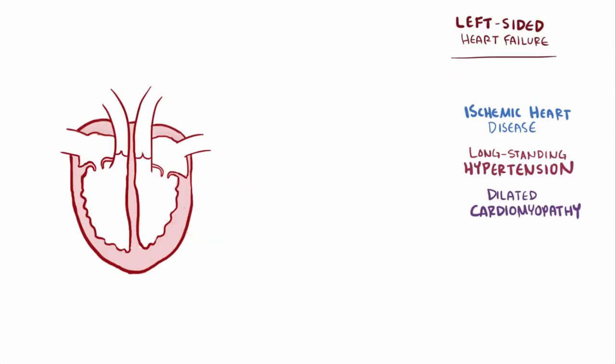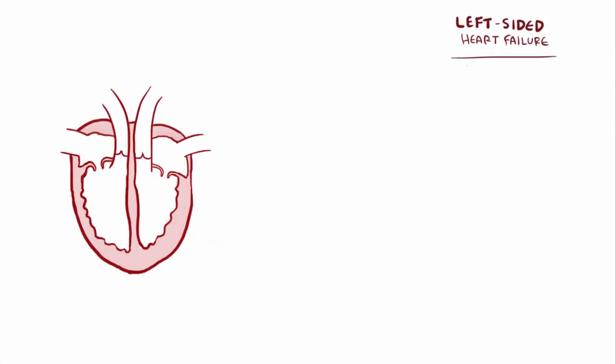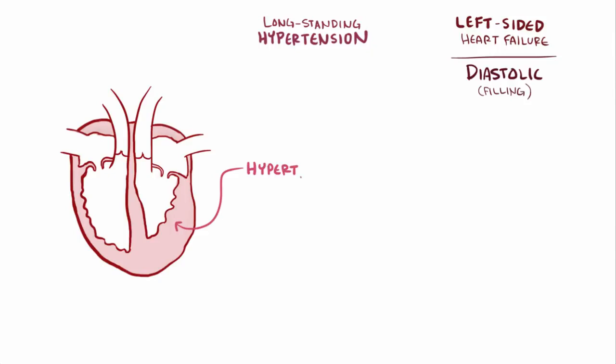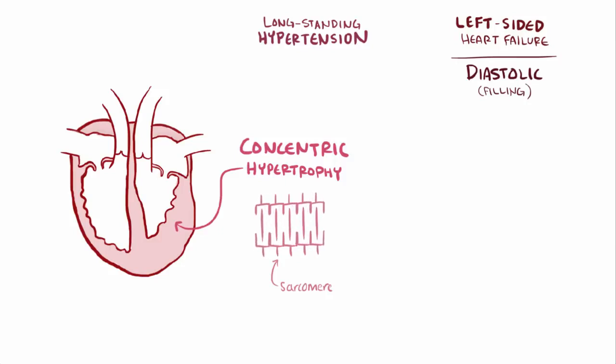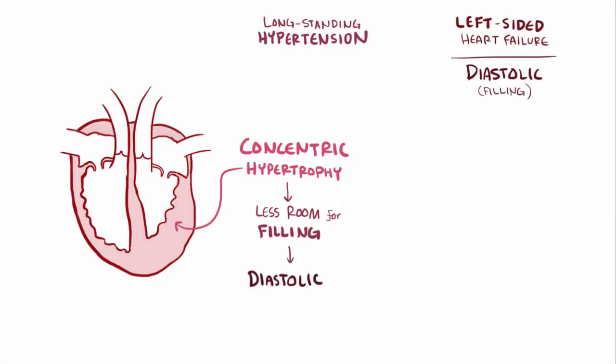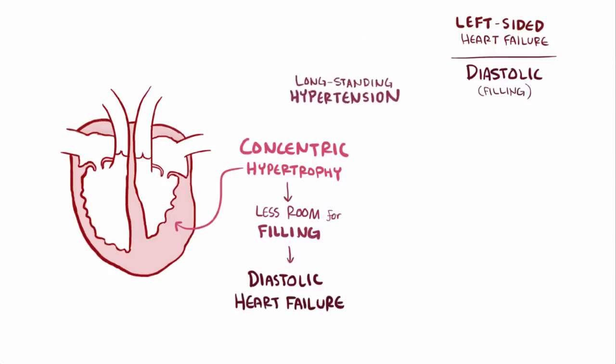Alright, even though systolic failure is most common in left-sided heart failure, diastolic heart failure or filling dysfunction can also happen. In hypertension, remember how the left ventricle hypertrophied? Well, that hypertrophy is concentric, which means that the new sarcomeres are generated in parallel with existing ones. This means that as the heart muscle wall enlarges, it crowds into the ventricular chamber space, resulting in less room for blood, meaning that in addition to contributing to systolic dysfunction, hypertension also can cause diastolic heart failure.